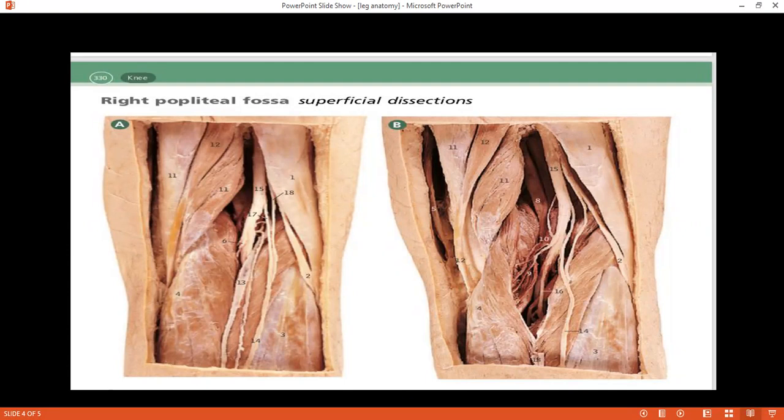Okay, what is the action of quadratus femoris muscle? Ma'am, when it contracts, it causes extension of the leg at the knee joint. It's the lateral rotation of the thigh. Yes, ma'am, along with lateral rotation. Right.